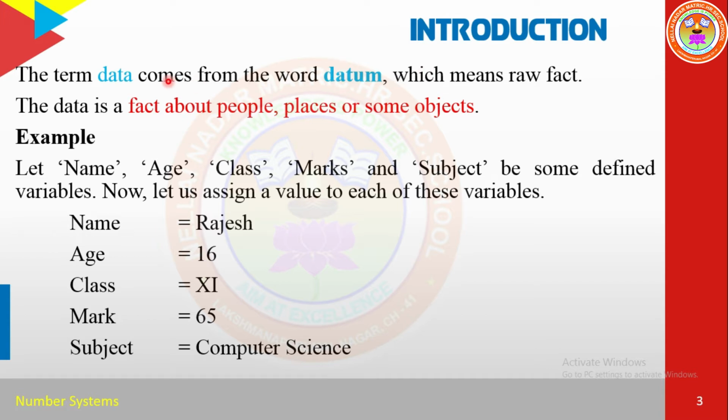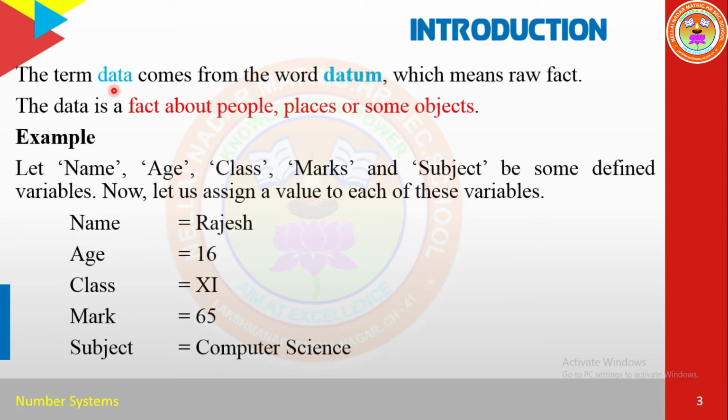Already we know that data means a raw fact. Data is a fact about people or places or objects, or anything in this world. Whatever it is, it can be represented as data. The word data comes from datum. Datum is the singular and data is the plural. No datas. Some people say datas, but don't say like that. The plural word is data.